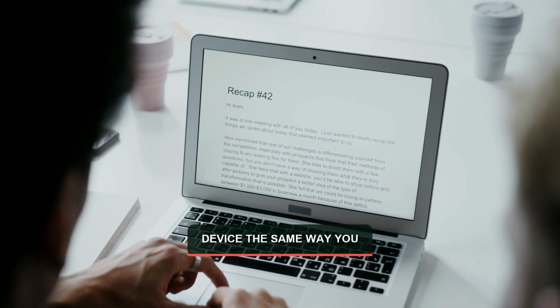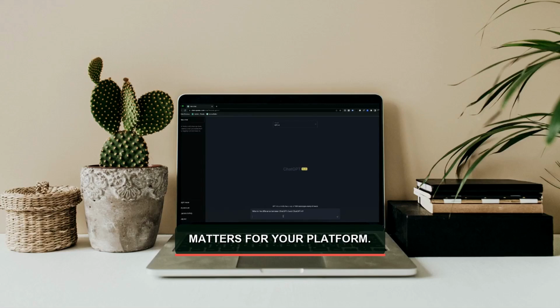I run real phones myself, so I am biased, and that is exactly why I tell you to test the device the same way you would test a proxy. Hold it to the check that matters for your platform.